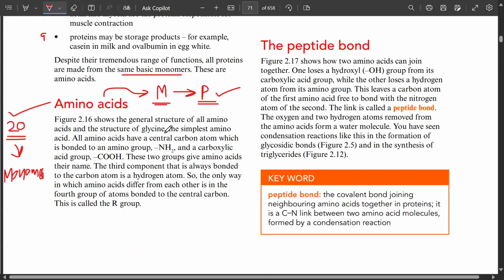This was a structure of a simple glycine, which is the simplest and the smallest amino acid. All amino acids have a central carbon atom, which is bonded to an amino group NH2 and a carboxylic group COOH. These two groups give the amino acids their name, and the third component that is always bonded to the carbon atom is a hydrogen atom. So the only way in which amino acids differ from each other is in the fourth group of atoms bonded to the central carbon. We call this the R group. Got it?